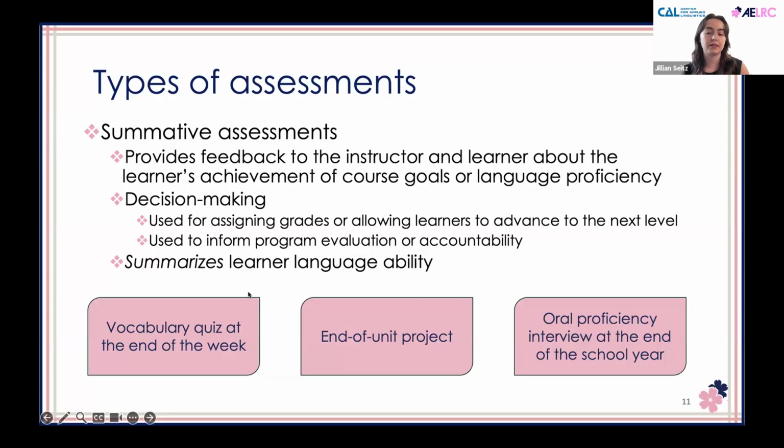Summative assessments often occur toward the end of a learning period. This could be a short vocabulary quiz at the end of the week. It could also be higher stakes, like an end-of-unit project or a one-on-one oral proficiency interview at the end of the school year.